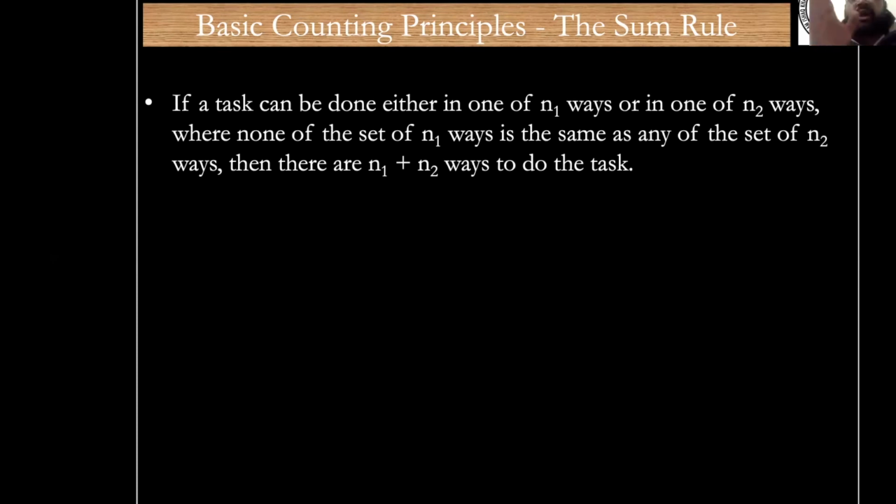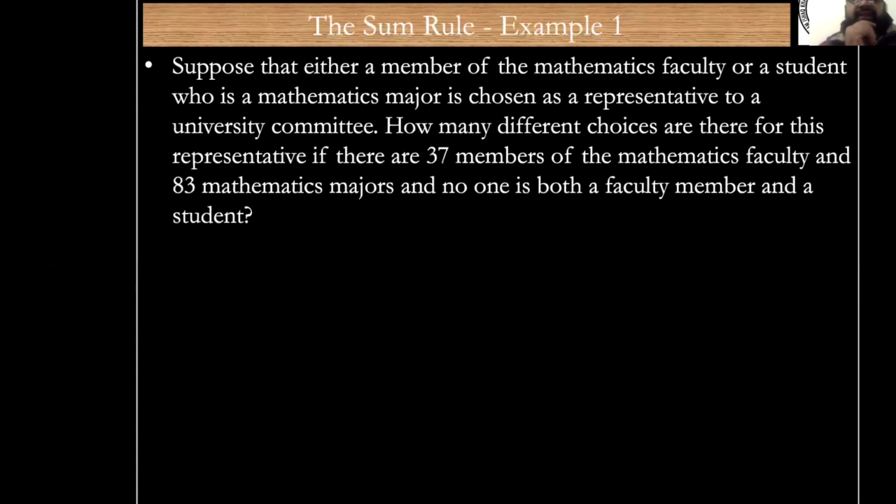So whenever there's an or, you need to remember there's nothing shared between n1 and n2. So nothing is common. If there's something common, we need to subtract the common part once only. In that case, that would be the subtraction rule. But for now, I think the rule here is simple. Whenever there's nothing common between them, and you've got an option to do it in either one of n1 ways or in one of n2 ways, then there are n1 plus n2 ways to do the task. Let's see some examples, and that is going to clarify this further.